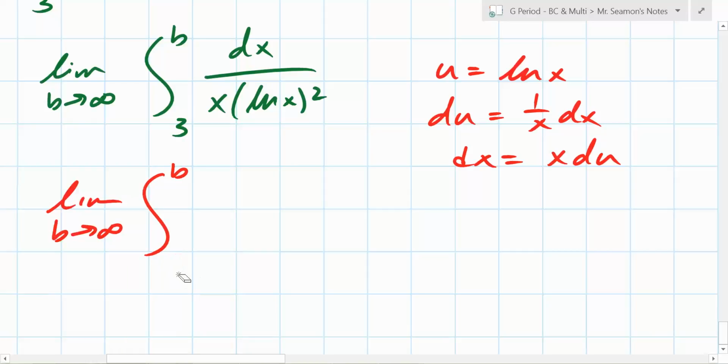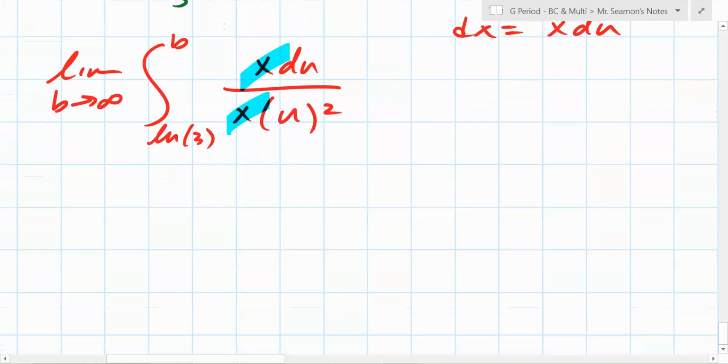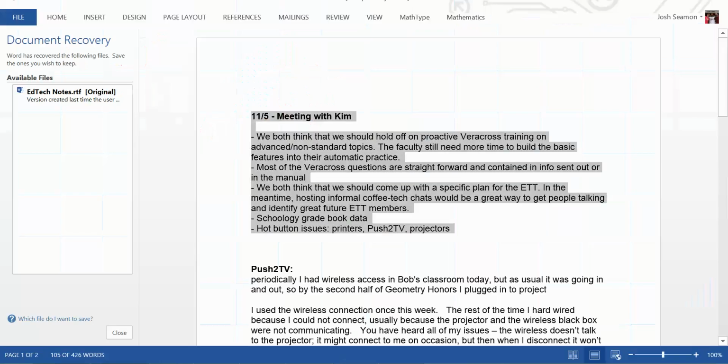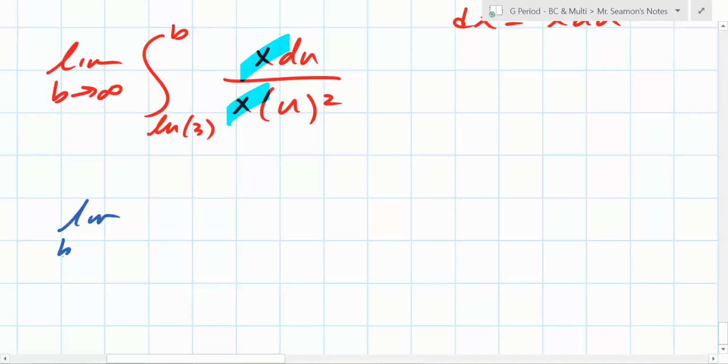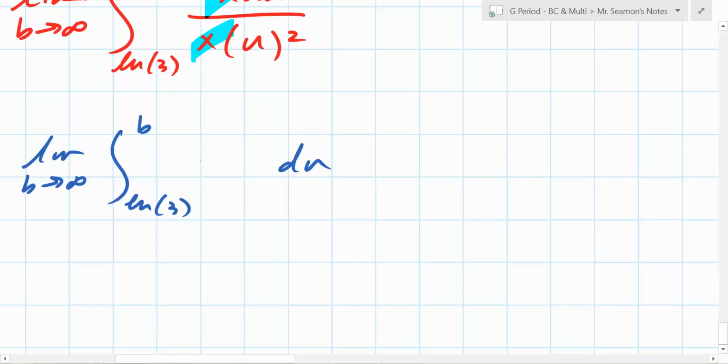You're absolutely correct, because you're doing the substitution. Correct, ln 3. So then you have dx, but instead of dx you have x du, all over x u. What's the magical thing that happens now that you love? The x's go away. Is that a magical thing that really helps you? Say yes, it is, because if you don't, you can't go any further. So we end up with the limit as b goes to infinity, ln 3 to b of 1 over u squared du. What's another way to write that?